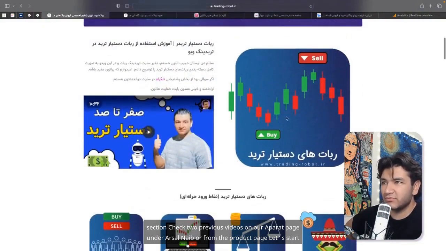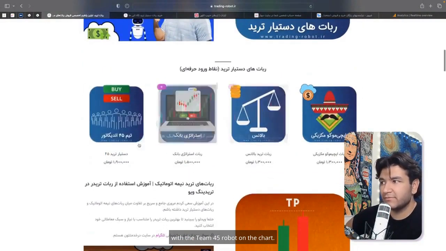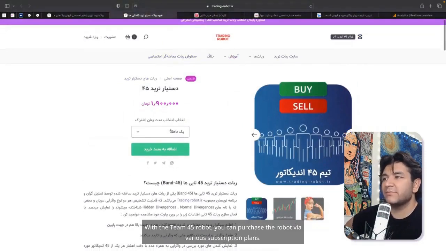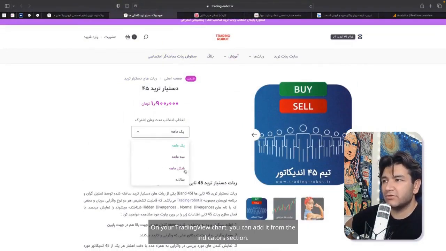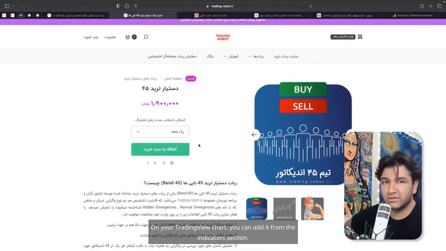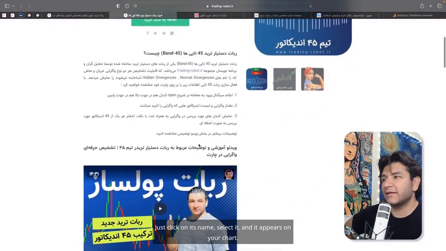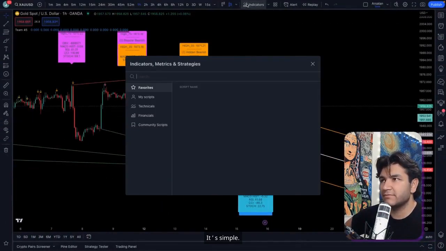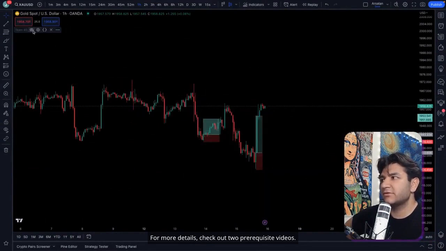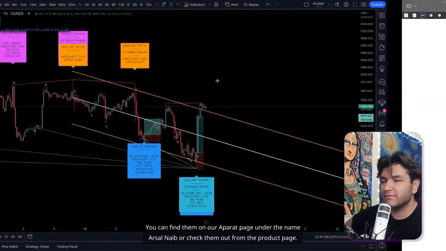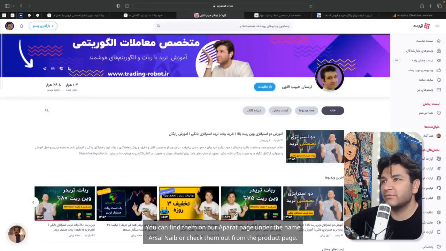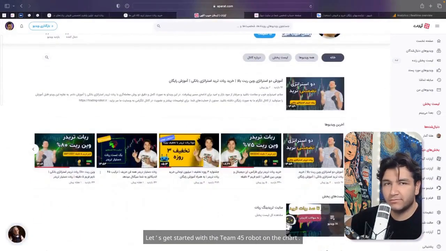Let's start with the Team 45 robot on the chart. You can purchase the robot via various subscription plans. On your TradingView chart, you can add it from the indicators section. Just click on its name, select it, and it appears on your chart. It's simple. For more details, check out the two prerequisite videos, which you can find on our page or from the product page.